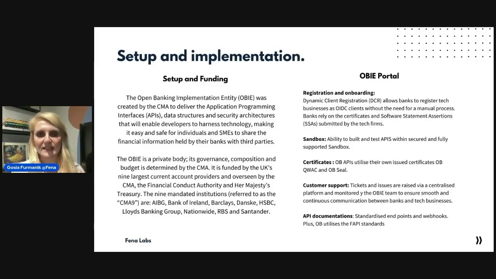Once you've onboarded and you presented your permissions to access the banking APIs, you are issued certificates, and those certificates are used to sign the API request. We have two types of certificates when it comes to open banking in the UK. We have OBIE seal and OBIE QAC certificates. Once you have those, you are ready to access the documentation and start building your APIs.